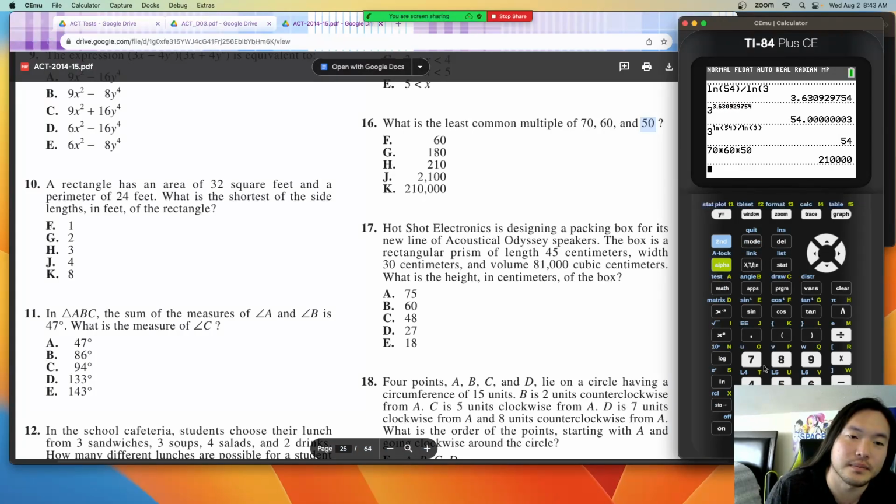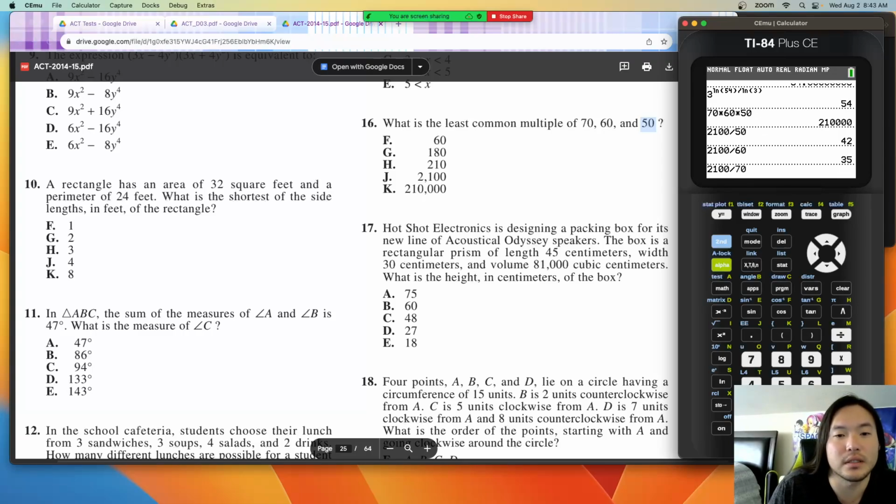That's too easy. I just need to make sure that this number, J, is divisible by all three. Obviously this one's divisible by 50, right? Hopefully I don't even need to plug this in. You can just see that it ends in 00. Hopefully it's divisible by 60. Yes. This one's definitely divisible by 70, right? 21 is divisible by 7, so 2100 is definitely divisible by 70. Yes, J is the correct answer.